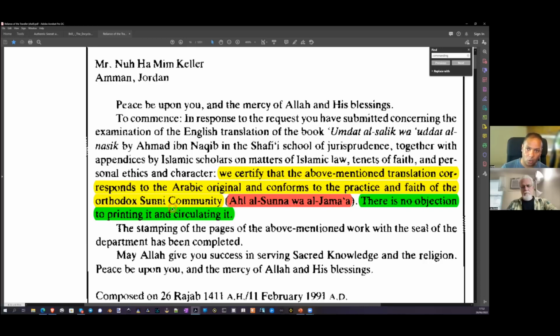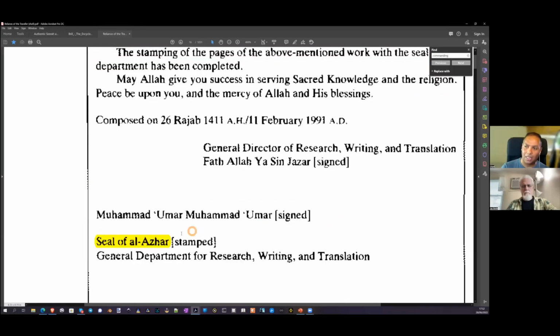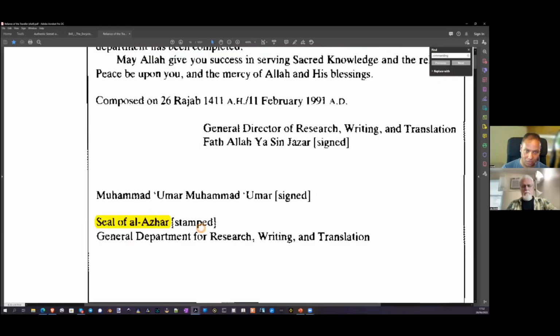And so this translation of the most popular Sharia manual, the most popular Islamic law manual in the world, conforms to the practice and faith of the Sunni community, the Ahl al-Sunnah wal-Jama'ah, and there is no objection to printing and circulating it. And this is from the General Director of Research, and it has the seal of Al-Azhar. So this thing is authentic. It is the single most authenticated Islamic law manual in the world.